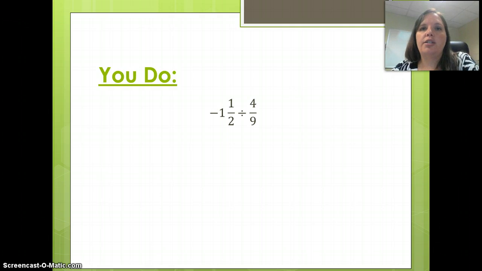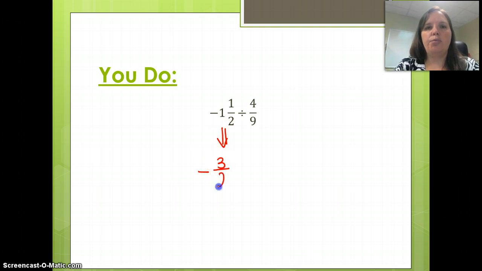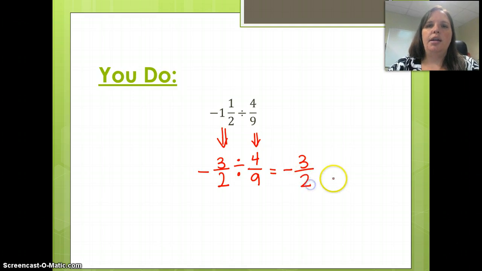Now here's your chance to try. Again, just like with the addition and subtraction, the best way to handle these problems is going to be to put them from mixed number into improper fraction first. So pause the video and try this one, and then check your answer. So negative 1 1/2 becomes negative 3/2 divided by 4/9, which stays the same because it's just a regular fraction, not improper. Okay, so now to do the division, we have to keep it, change it, and flip it.